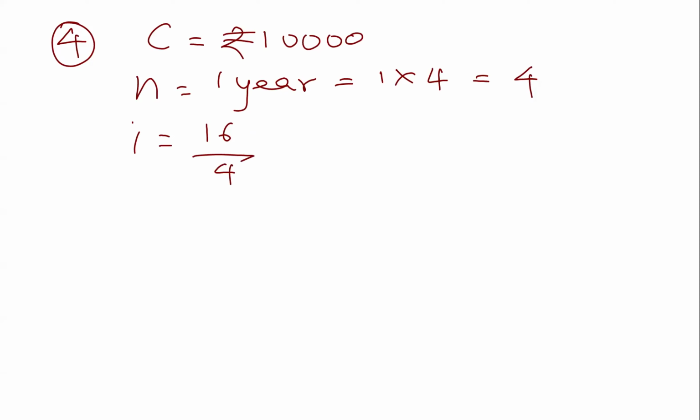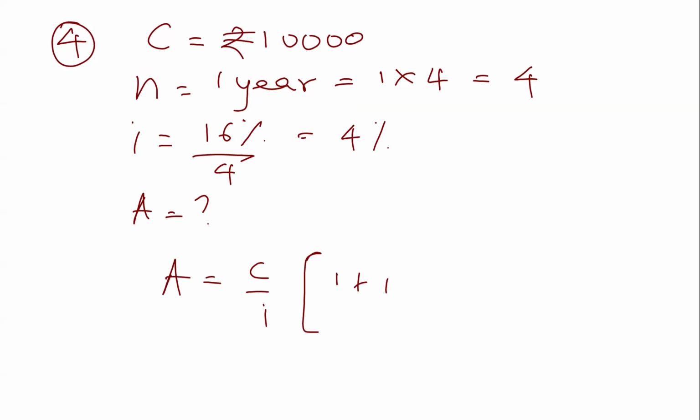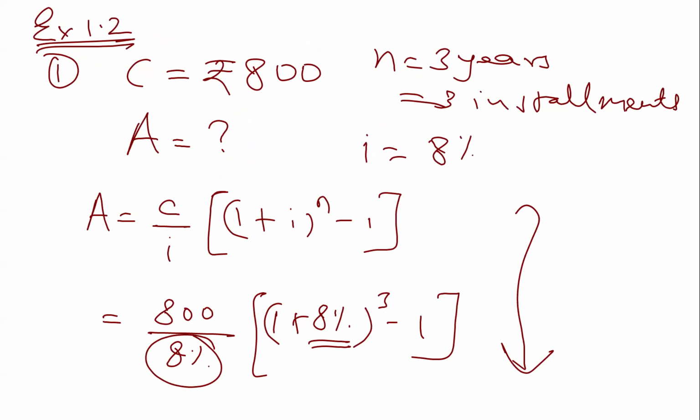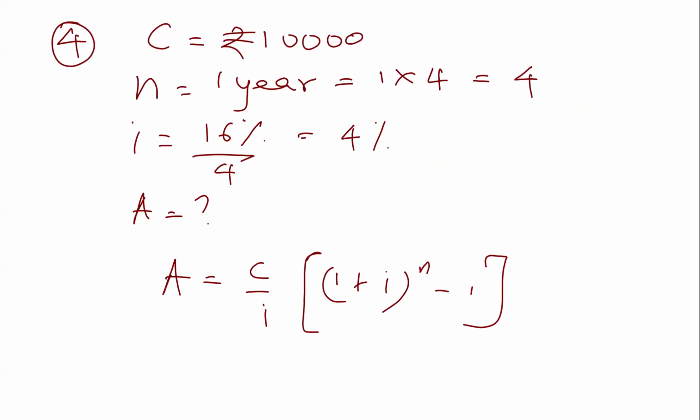Okay, so this is equal to 4%. And we are supposed to find out the accumulated value. Now this problem is certainly of annuity immediate. It is clearly mentioned in the problem. So we are supposed to find out A. A is equal to C by i, (1 plus i) raised to n minus 1. This is the same as the first problem that we solved. Same calculation, so you can practice this problem on your own.